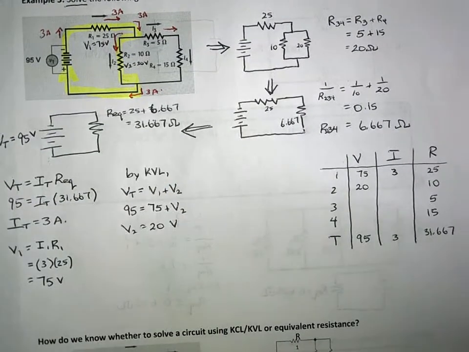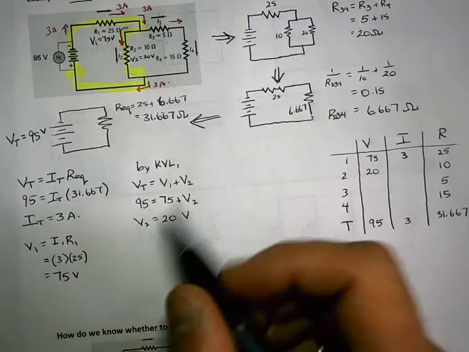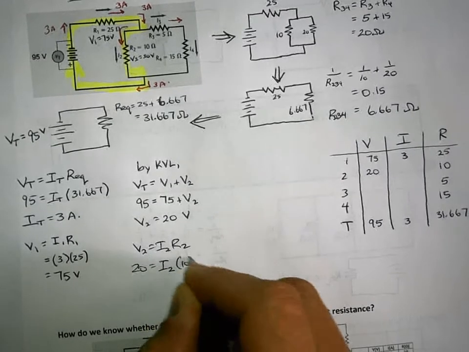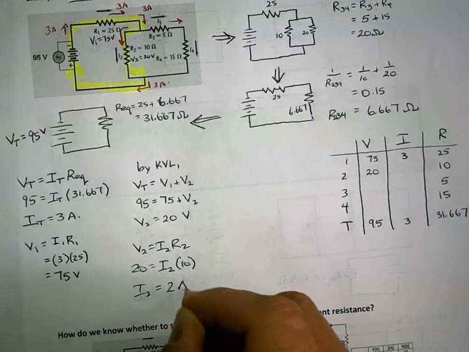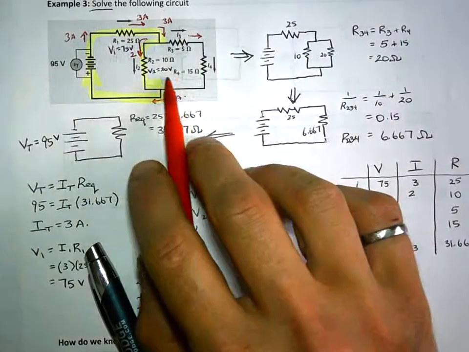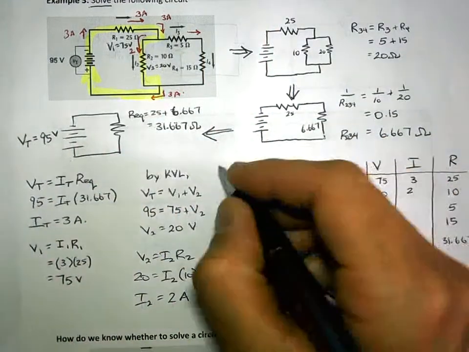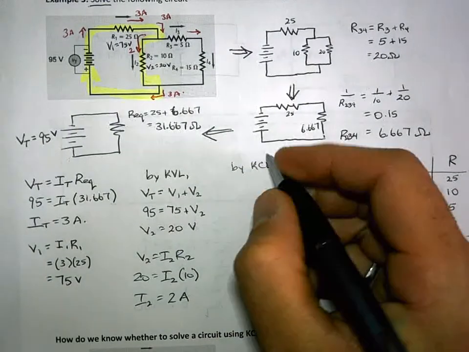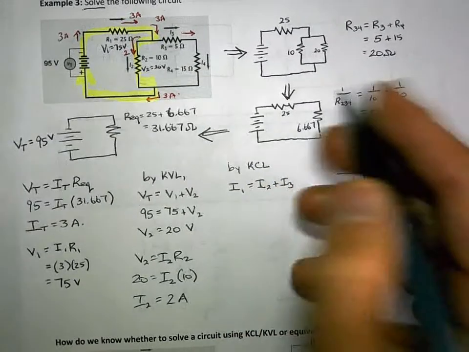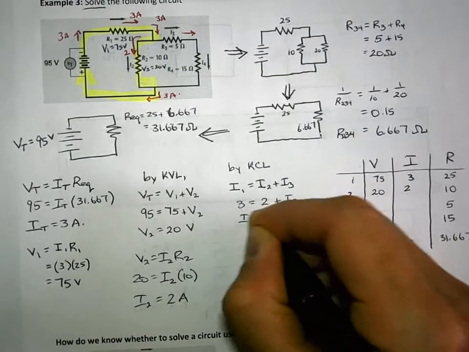And our currents, we know that number 1 had 3 amps, and the total had 3 amps. This now resembles really a question from last week. I just found out the voltage, so it's easy for me to figure out what the current is here. V2 is equal to I2R2. 20 is equal to I2 times 10. So I2 is equal to 2 amps. So now we know that there's 2 going this way. If 2 amps are going this way, then I know 1 amp is going this way. By KCL, I1 is equal to I2 plus I3. So the current coming in, 3, is equal to the current coming out, which is 2 plus I3. So I3 has to be 1 amp.